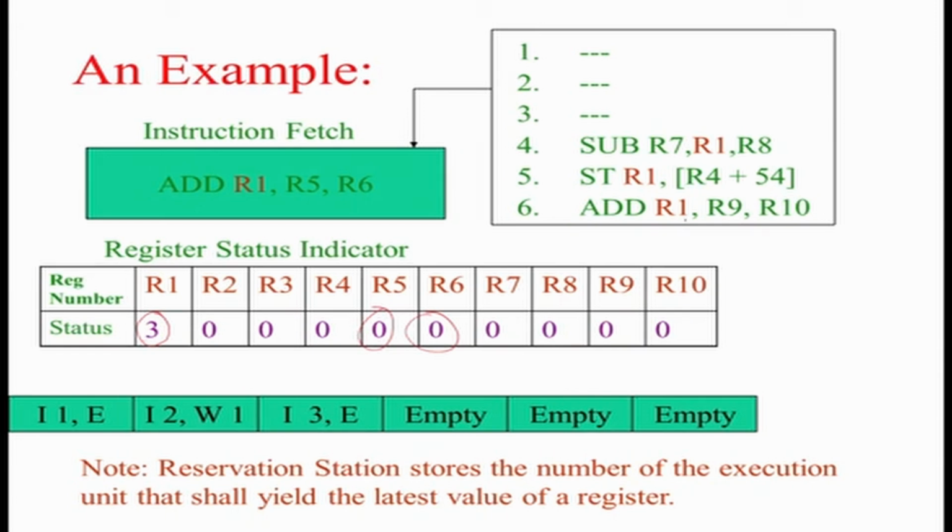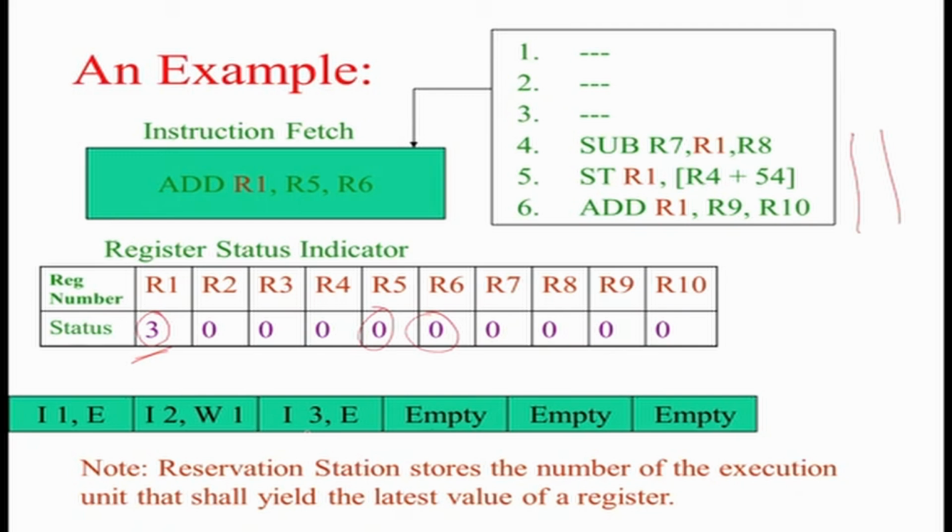Subsequent instructions after this fellow, if they want to read R1, where should I wait for? I should wait for 3. Please note that this I2 is already waiting for 1. This I3, whatever is going to follow I3 will now start waiting for 3. I do not need 1 anymore here, because from now on if somebody wants to read R1, he has to look at execution unit 3, because the latest value of R1 for these instructions is being computed in execution unit 3.